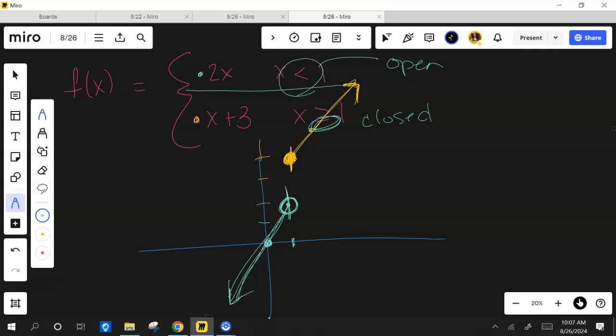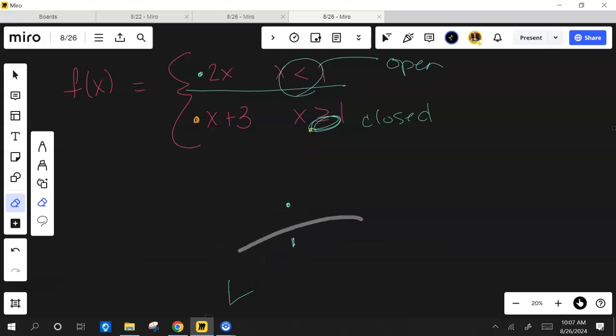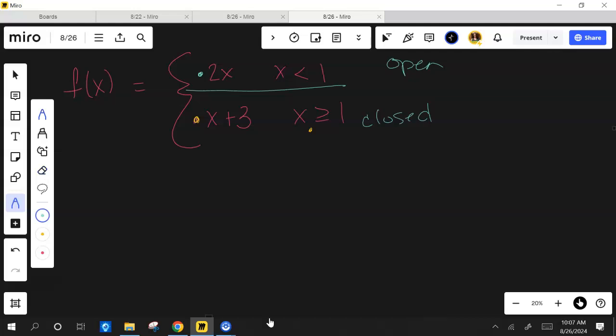Let me show you the plug-in method, because that's the way that I prefer to do it, in my opinion. Same problem, different way. For the plug-in method, here's what I do. I start with the restriction itself, okay? So for the first one, I'm going to take that value 1, and I'm going to plug it into the equation.